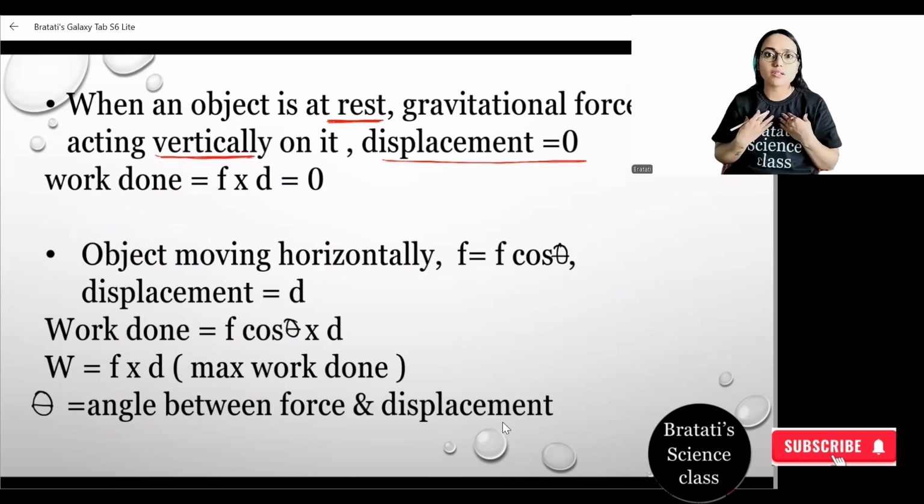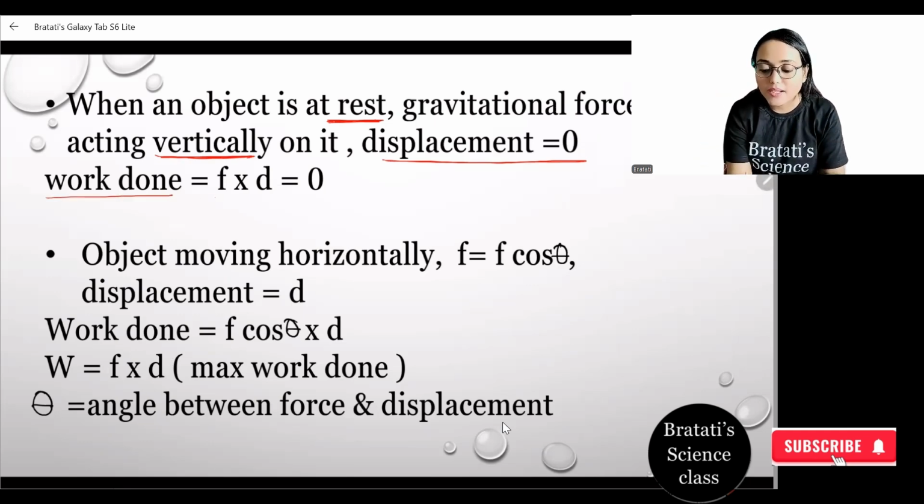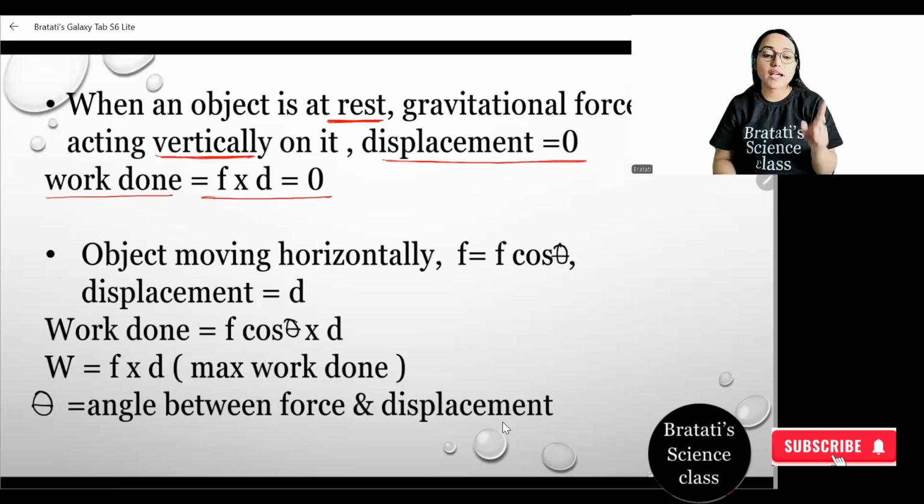Am I doing any work? Though I'm speaking, though I'm teaching, actually I'm not doing any work according to science. So work done is basically F into D, which is 0, as one component, D, is 0. So work done is also 0.